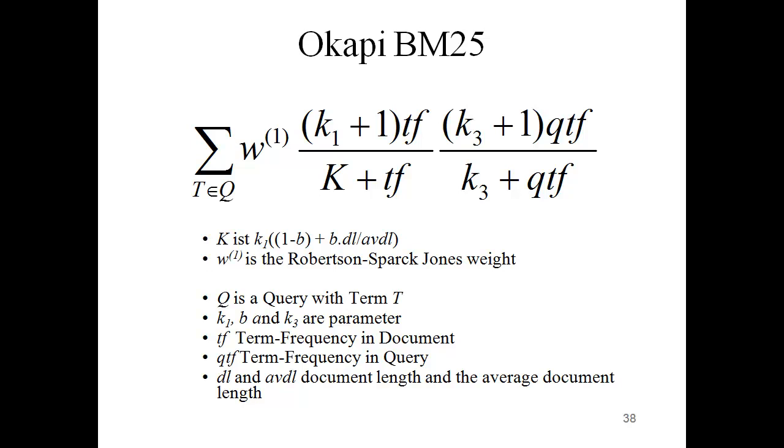Here is another way to look at it, a bit more simple. QTF is the query term frequency. We always assume it's 1, right? We don't worry about the query term frequency. So our formula would look even more straightforward.